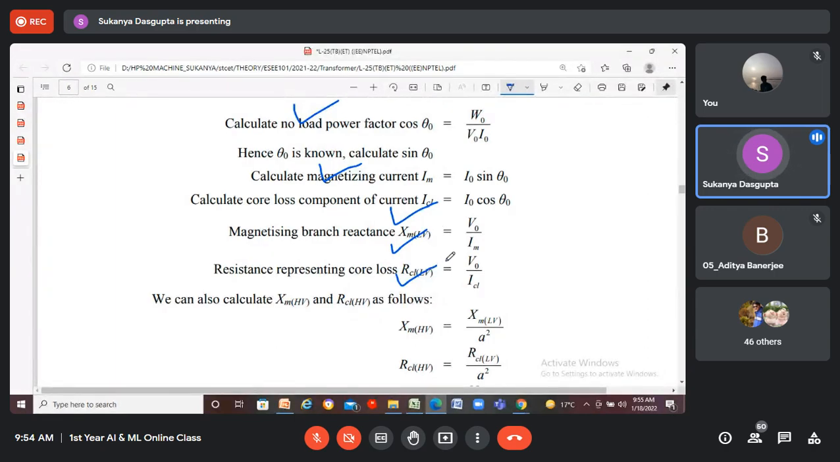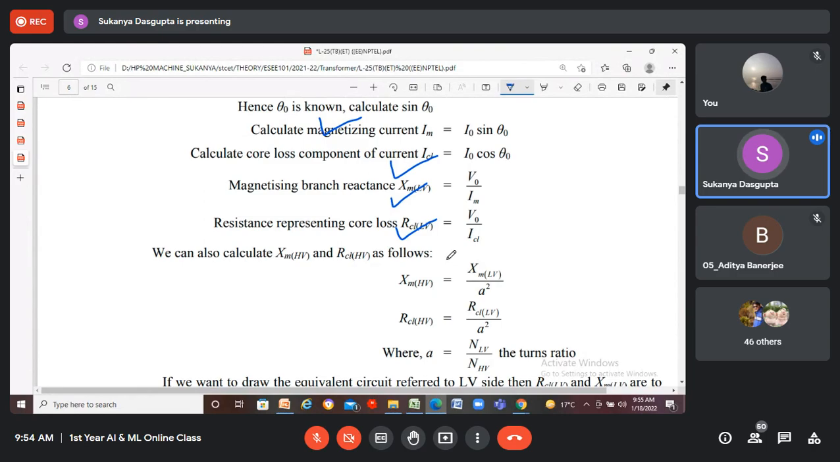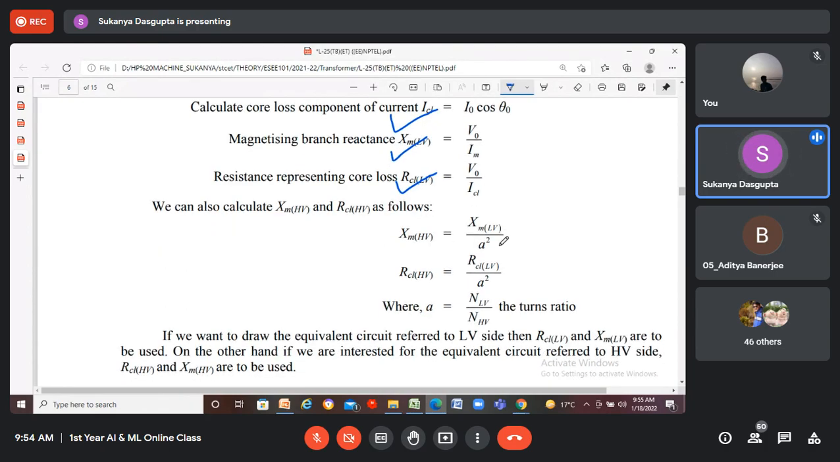Now you can draw the equivalent circuit, referred to primary or referred to secondary. You know how to calculate the quantities like XM, RCL when referred to the secondary. When referred to secondary, it will be divided by the square of the turns ratio. If it is referred to the primary side, then it will be multiplied by the square of the turns ratio.